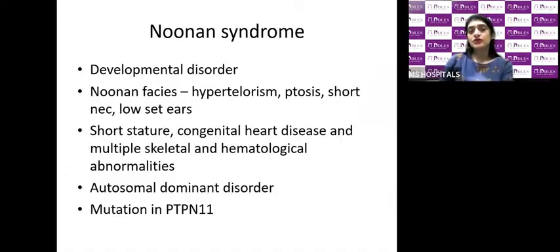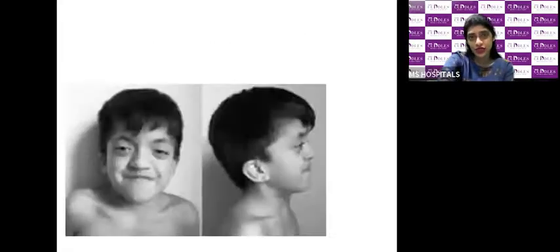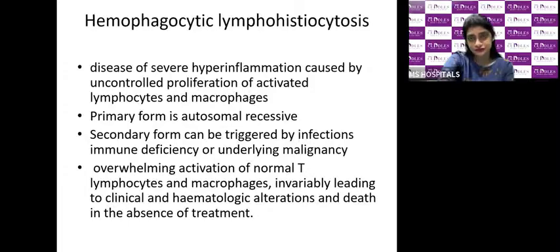So Noonan syndrome is also coexisting with a condition called JMML. It's a kind of leukemia which has these PTPN11 mutations. So when a child with JMML walks in, we should also think of Noonan syndrome and also do a chromosomal test for that. This is how a Noonan syndrome child looks like.